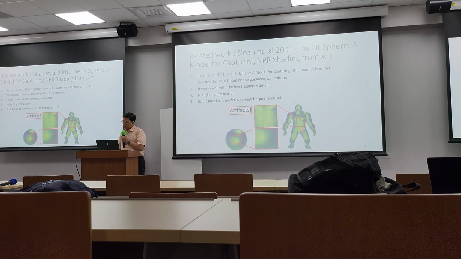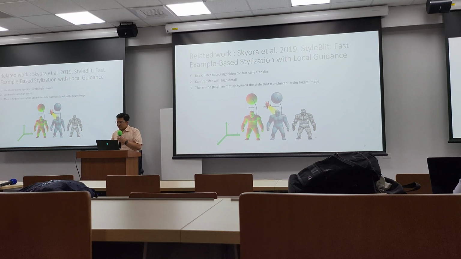And also, if we are using a 2D texture example which contains high frequency details such as in the picture, the result will have artifacts leading to a non-smooth transfer, such as this one. So yeah, the work from Skora et al. 2019 does a really good job of transferring the style using a cluster-based algorithm. It can also transfer with high frequency detail, but there is no patch animation toward the transfer to the target, so there is no lighting interaction.